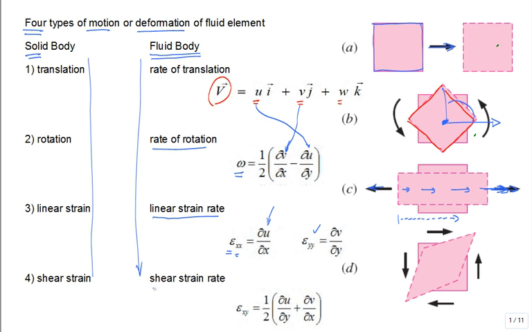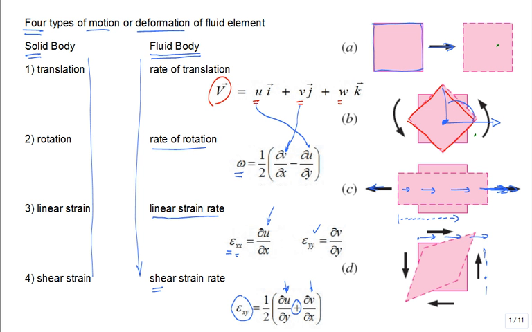And then you could have a shear strain rate. Straining in the x, straining in the y. And so what you have is the epsilon xy. You have the formula, the rate of change of the u component with respect to y plus the rate of change of the v component with respect to x. And then take 1/2 of that, and that would be the shear strain rate.